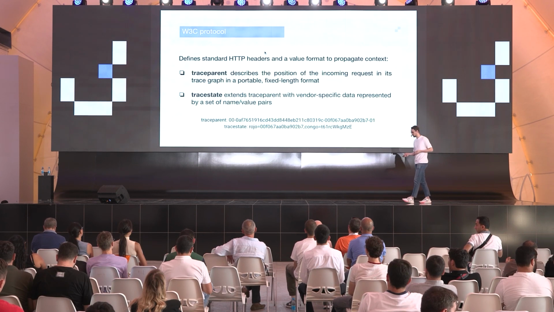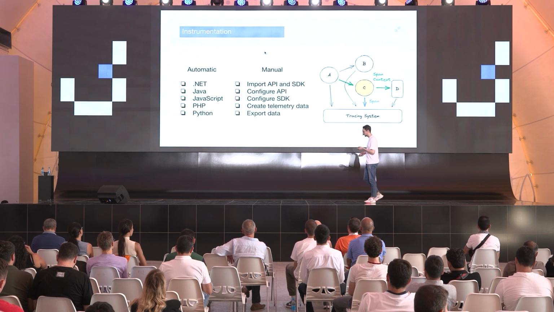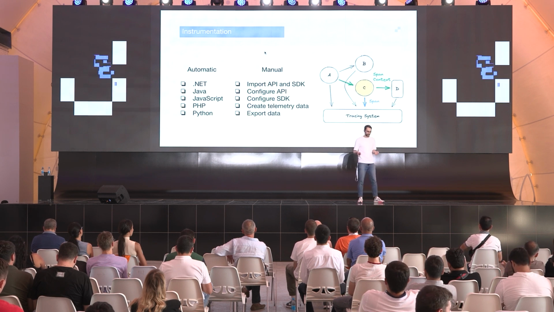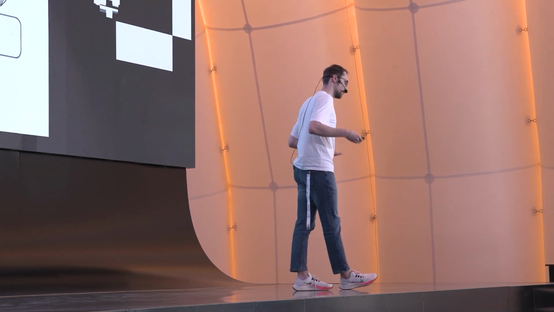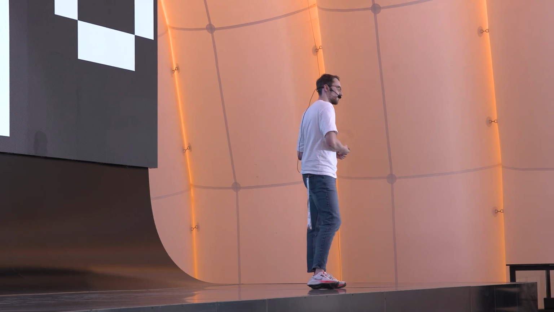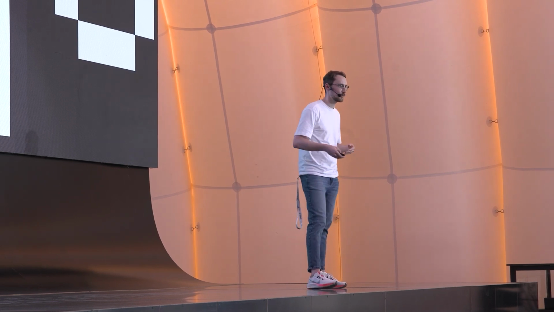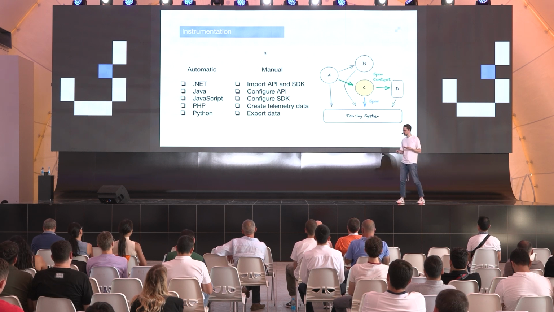Okay, so now we know that in order to do tracing, our services need to create spans and send them to the tracing system. Also, our services need to propagate span context in order for the information to be full.